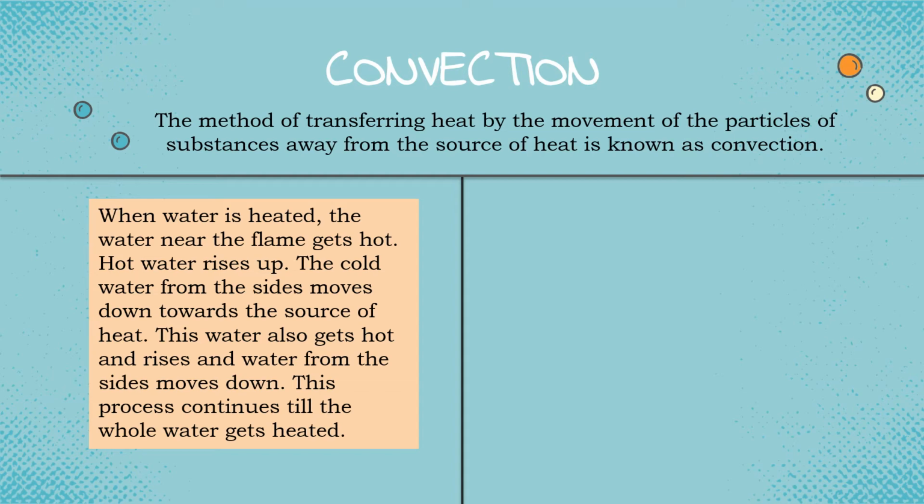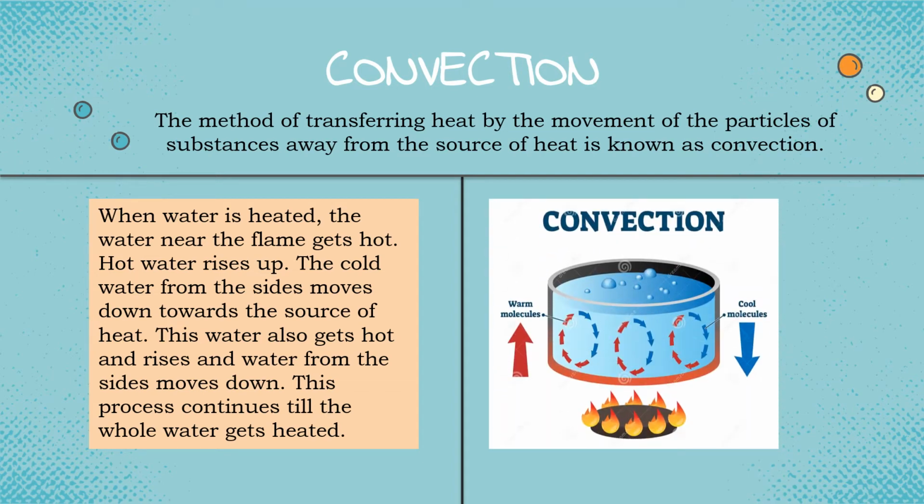If you've ever heated water, what's happening is first the water at the bottom, near the flame, is going to get hot. And those hot particles, because heat rises, are going to move up. Then the water that is still cold and on the sides is going to move downward, and that's going to heat. Then this part is going to move up, and the other sides are going to go down. This process is going to continue over and over again until all of the water is heated.